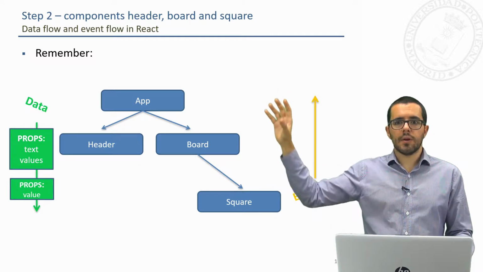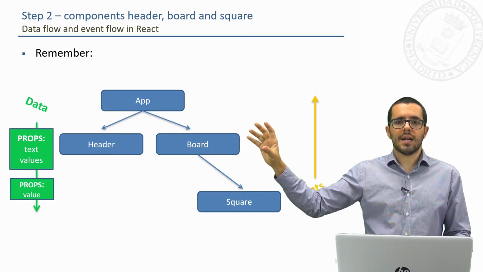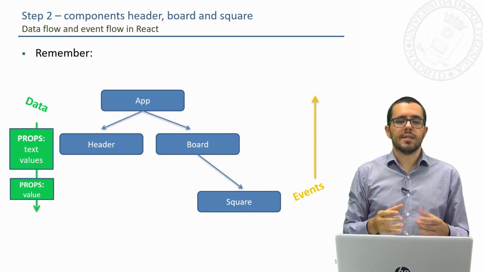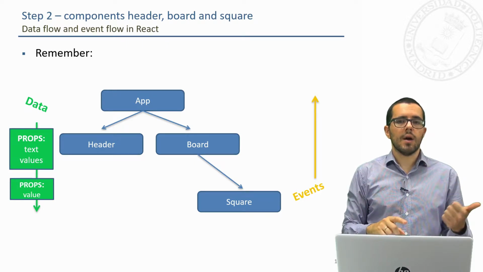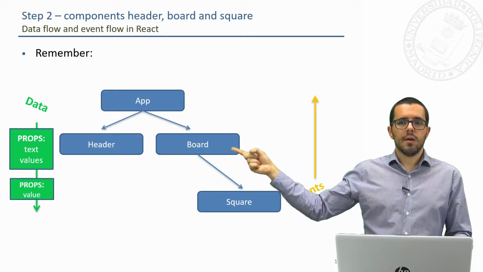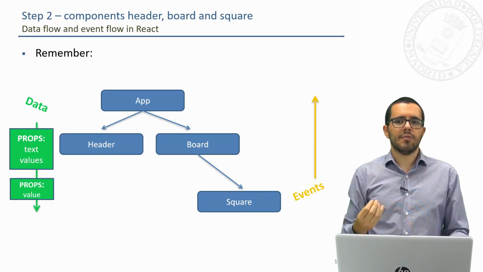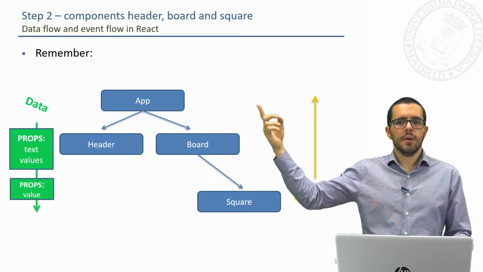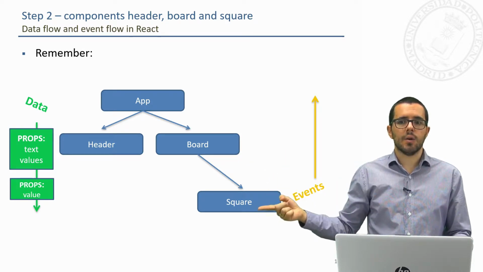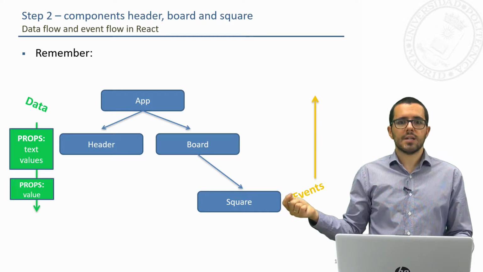App will render header and will pass as props the text that should be rendered, because it's not static. It does not always say the same. Sometimes it says player 1, player 2, or whatever. And the board will receive the values. Where does app get this information? From the state, of course. And the board that gets these values will render 9 squares and will pass each square its value.